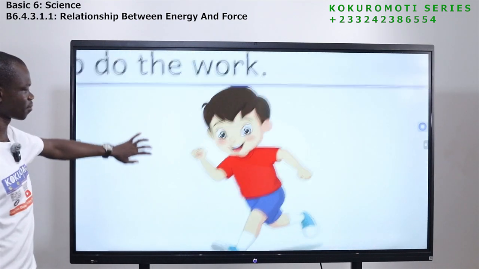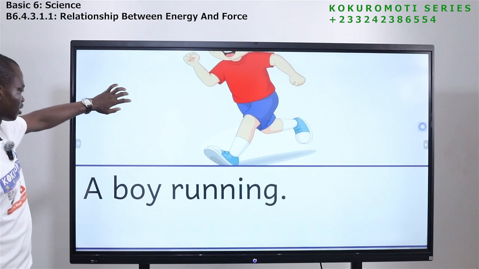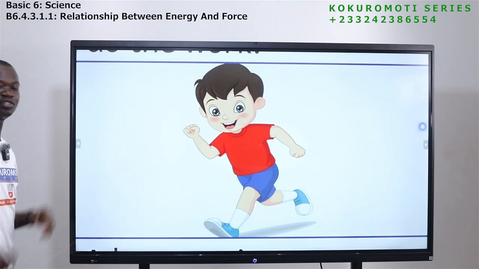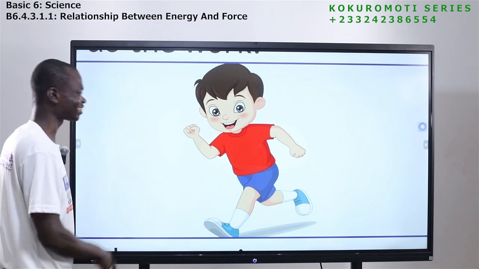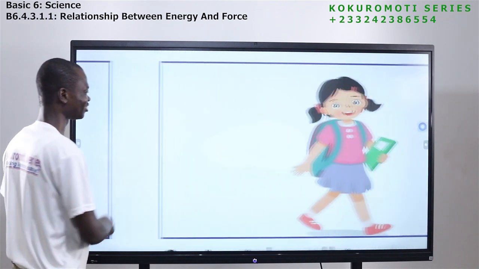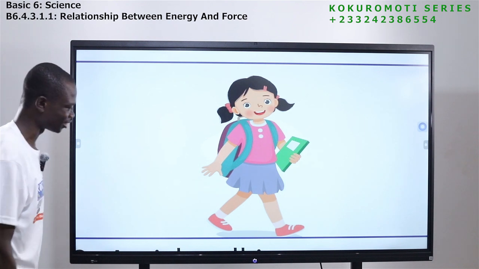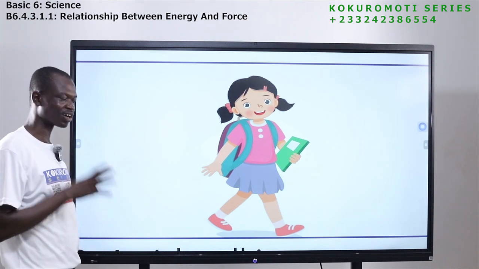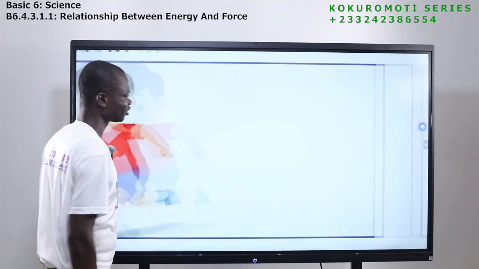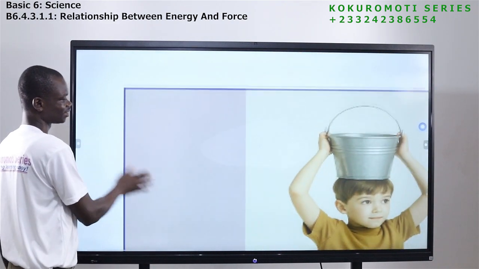Now look at the pictures. Let me enlighten them. So this is one picture. What do you see? A boy running. If you are hungry, if you have not eaten for one whole week, can you run like this? You can't run. You can't do this work. Look at the girl. She's walking. Very good. So sometimes if you are hungry, the way you walk. So she has energy. That's why she's walking like that.